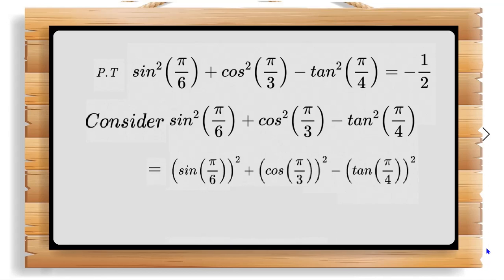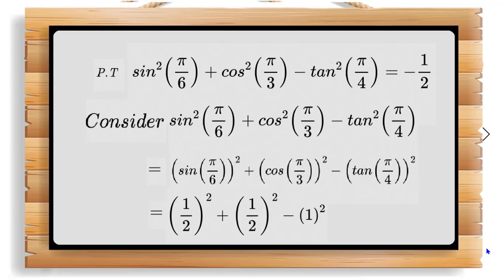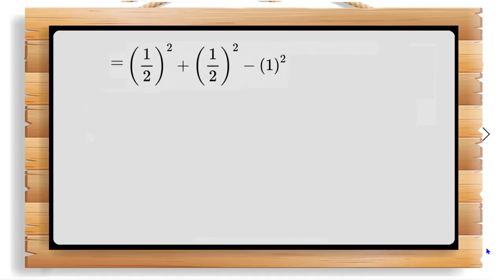Let us substitute the values here, and that's equal to 1 by 2 whole square. Sin pi by 6 is 1 by 2. Similarly, cos pi by 3 is 1 by 2 whole square. Tan pi by 4 is 1 square. Next step is simplification. It's a basic math you have to apply, and that's equal to 1 by 4 plus 1 by 4 minus 1.